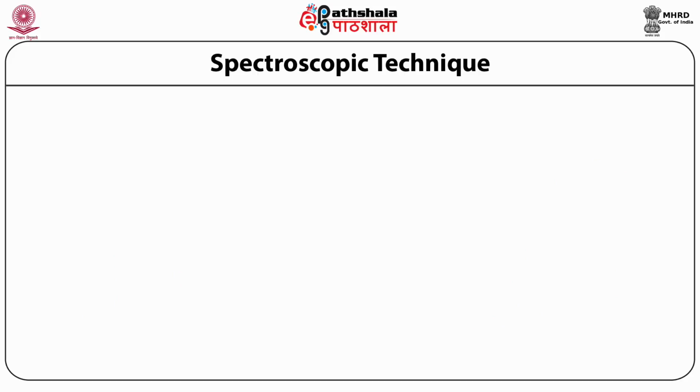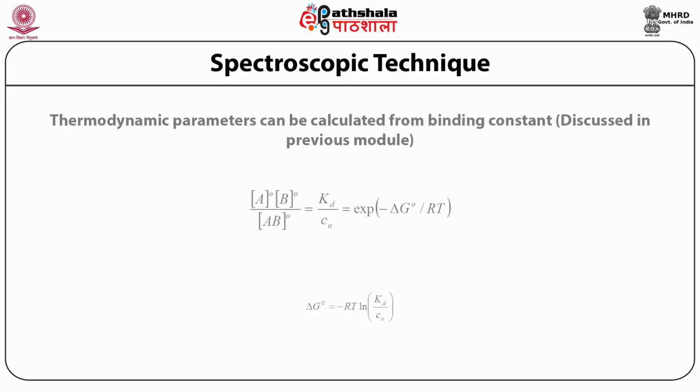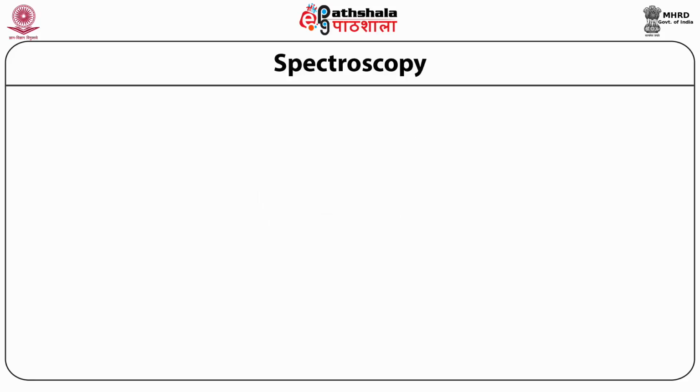A spectroscopy technique is another way to calculate thermodynamic parameters. It is an indirect way to calculate thermodynamics. From a spectroscopic technique, we can calculate Kd, as we have seen in the module. And we know that Kd is related to delta G, so we can calculate delta G naught using the equation minus RT ln Kd by C. So through spectroscopy, first we measure delta G naught.